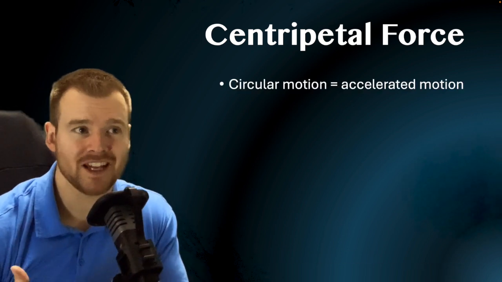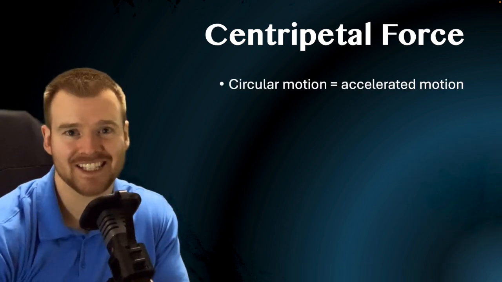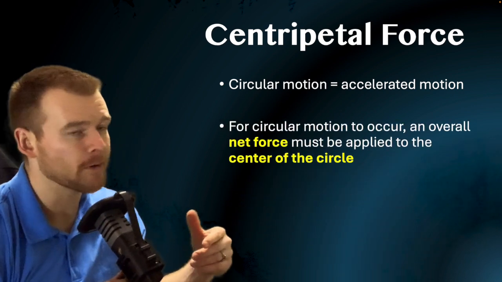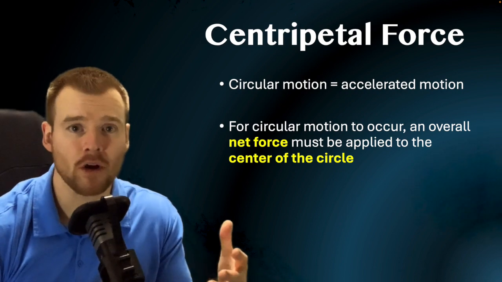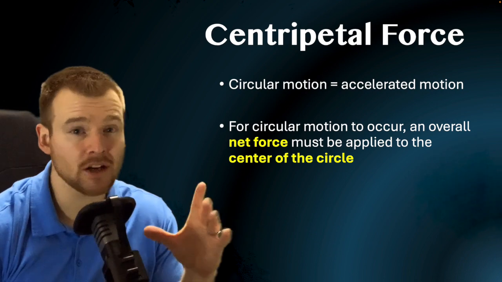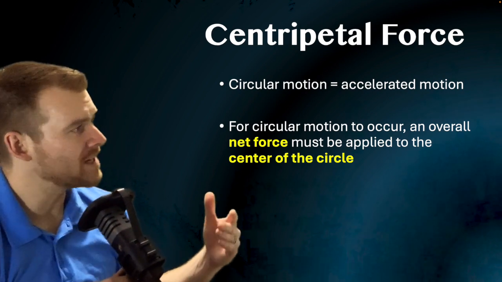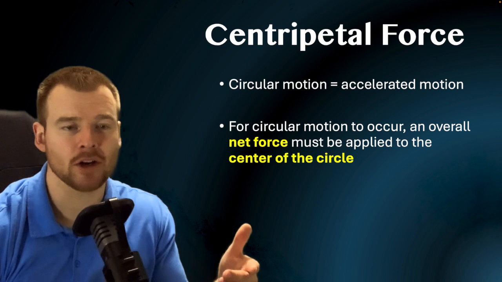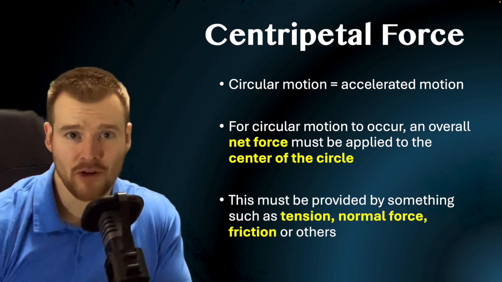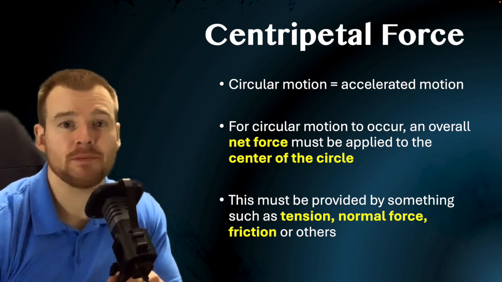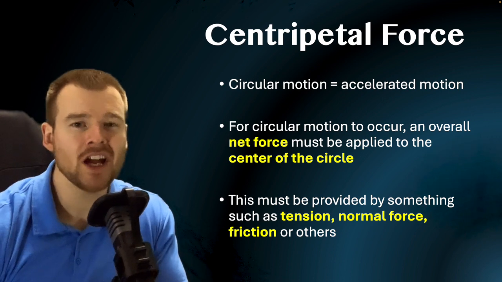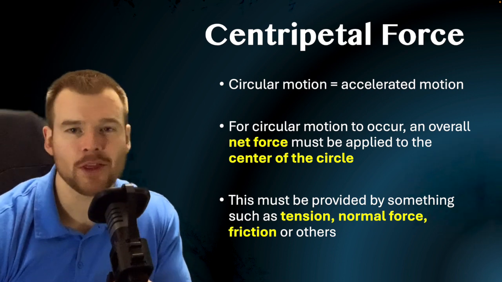So first off, reminder that circular motion is accelerated motion. Now looking at the force part, for circular motion to occur, there must be a net force, or an overall force, towards the center of the circle. We'll see in the next lesson with vertical ones, there can be multiple forces, but overall there needs to be a net force towards the center of the circle, so it keeps traveling in a circle. Okay, this has to be provided by something. Again, it doesn't come out of nowhere. It could be provided by tension, normal force, or friction. Those are the three we're going to look at in this video, or it could come from others, but we're going to focus on those three.